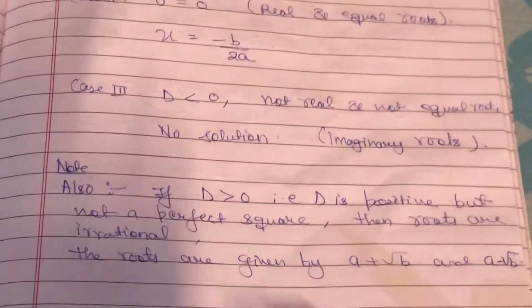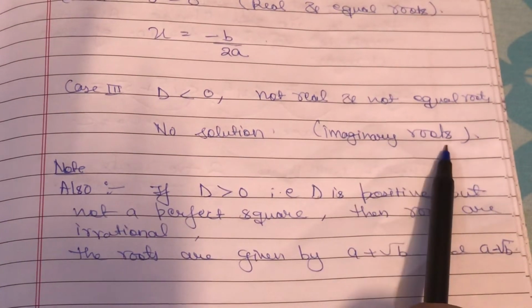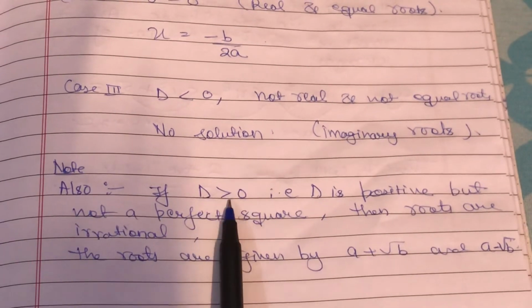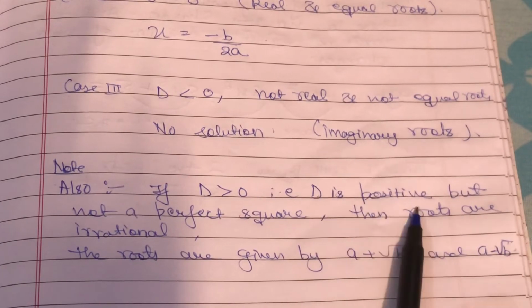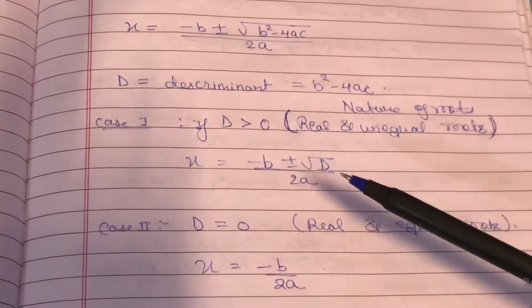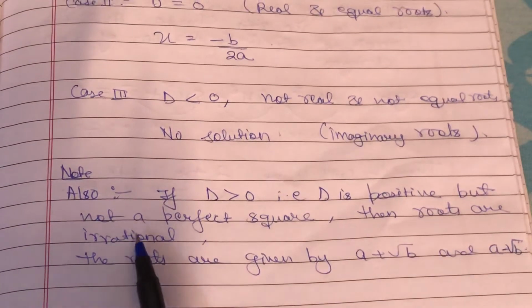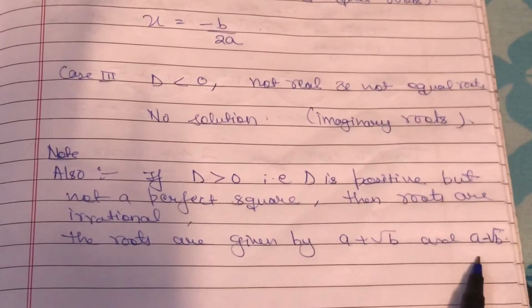So let me tell you that. Apart from that, this is in your syllabus. What is not in your syllabus is this. Also, if D is greater than 0, that is D is positive, but it is also not a perfect square, this is the condition for a perfect square. Suppose D is not a perfect square, then the roots are irrational and are given by a plus root b and a minus root b.